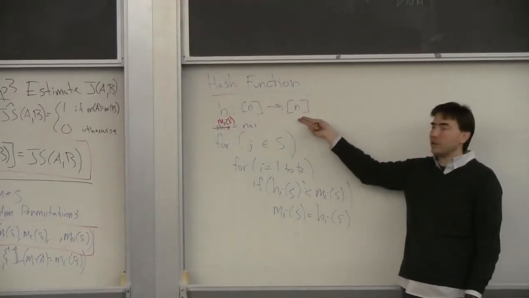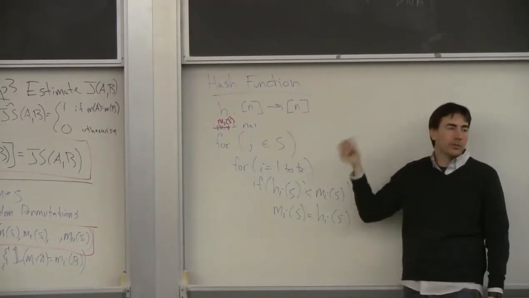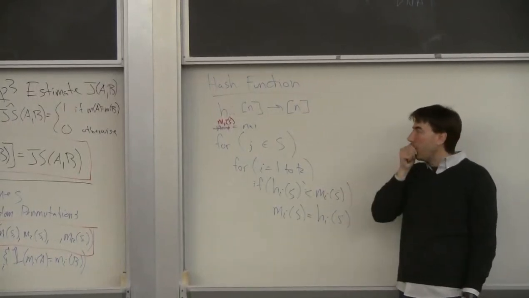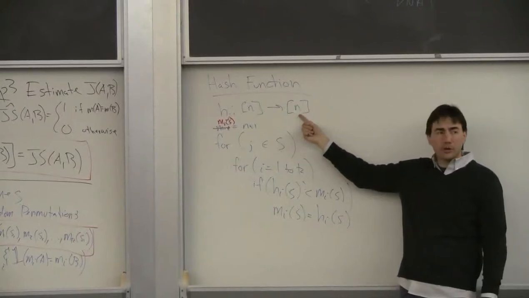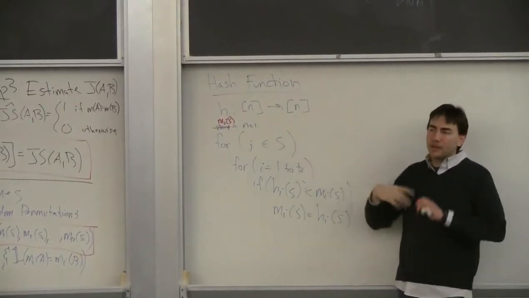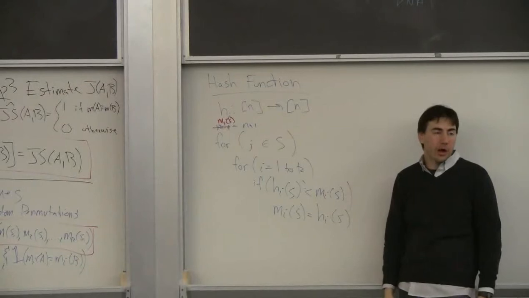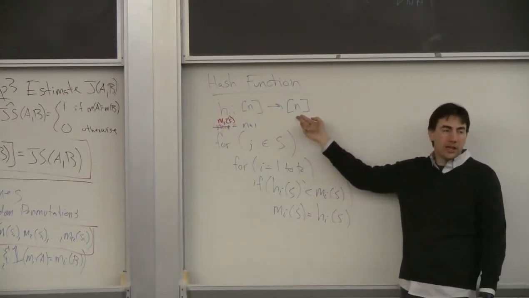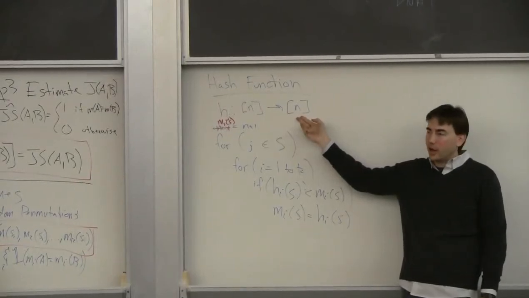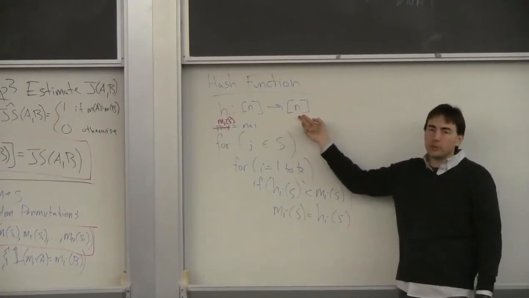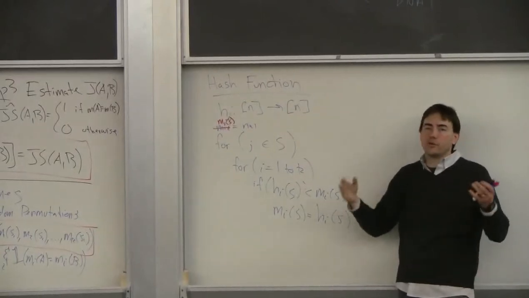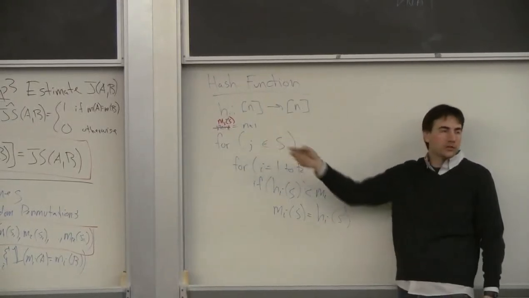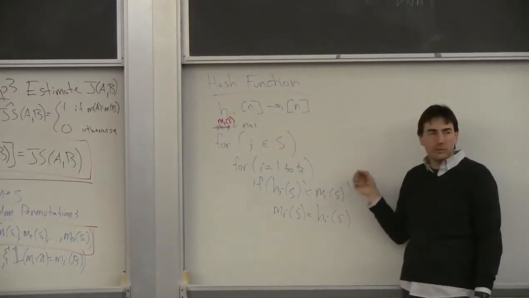You may be able to choose this hash function so it's a perfect permutation. That turns out to be a little bit harder to do. If this output range is large enough, then the chance of a collision is going to be pretty small. So if this is much bigger than 2 square root t, where t is the total number of things in both the sets you're comparing, then the chance of a collision is going to be pretty small.